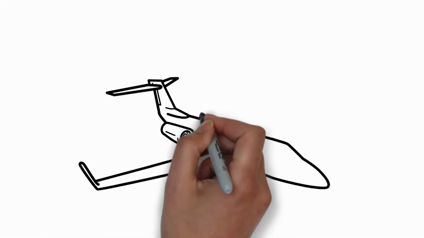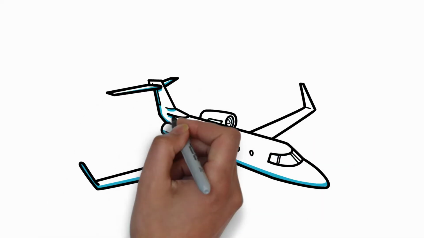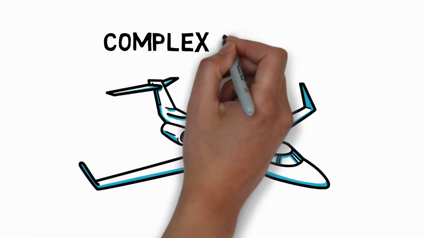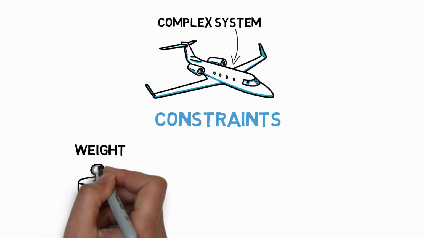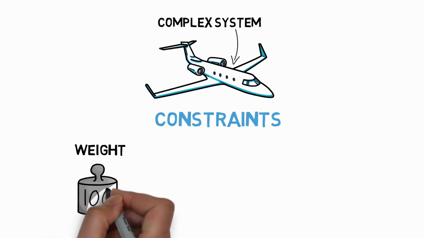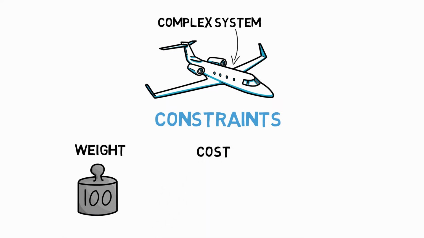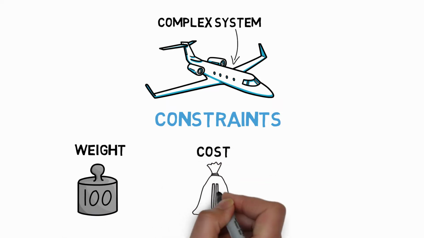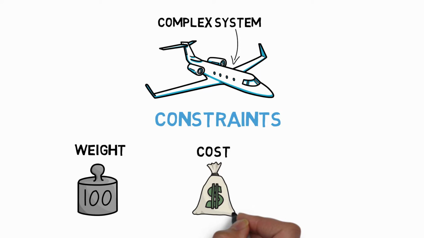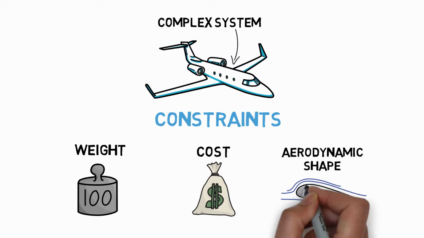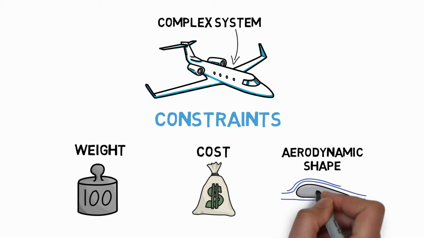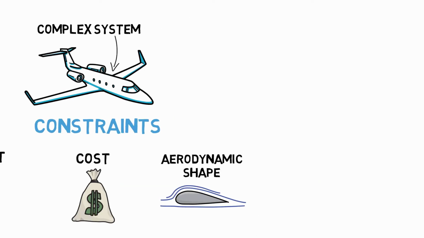The reality is that an aircraft is not simply a structure. It's a complex system that has other constraints which limit its capability. If the aircraft weighs too much, it might not be able to take off. If it costs too much, it might be too expensive to operate and less people would be able to afford to fly. Or, if it does not have the right aerodynamic shape, more and more fuel might need to be burned to get it to fly.